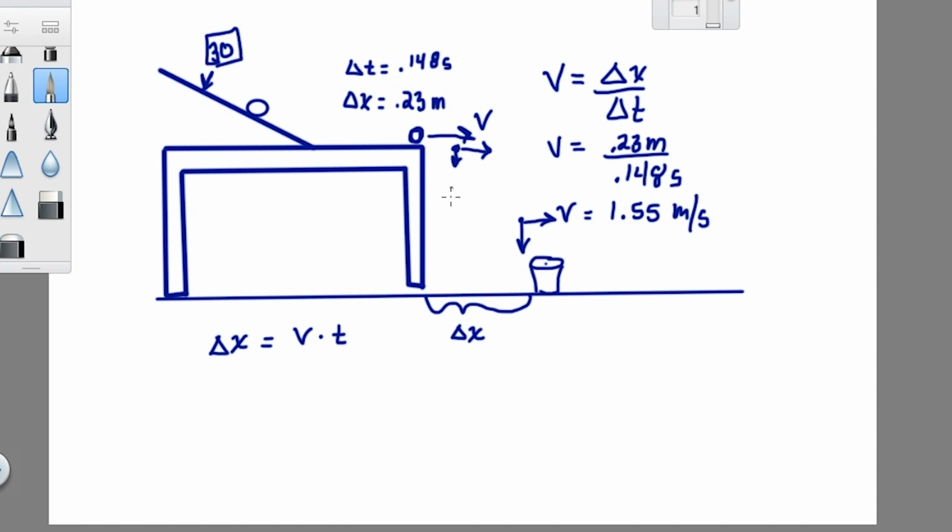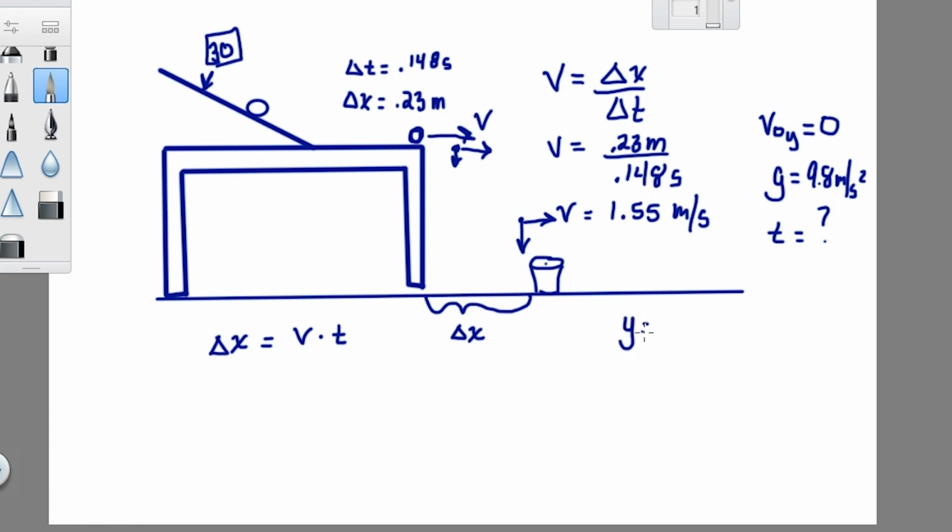We need to find something about how long it takes an object to fall from rest, because our initial velocity in the y direction is 0 here. We have a velocity in the x direction, but the y direction is 0. We know our gravity is 9.8 meters per second squared. We don't know t.